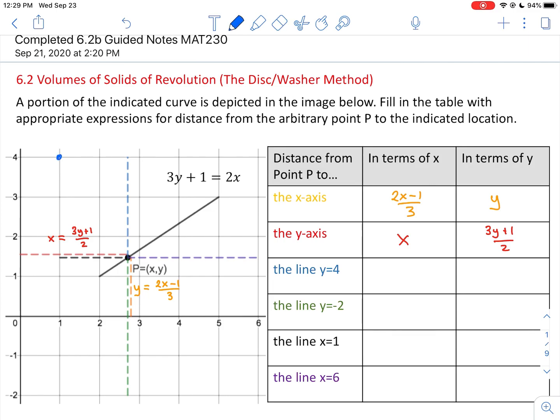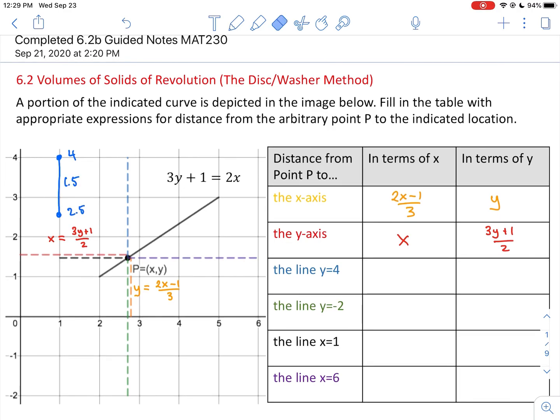For example, if I take this point here and say how far apart are they vertically, you would say, well, this one has a y-coordinate of 4 and this one has a y-coordinate of 2.5, and you would subtract them to get a length of 1.5. So you focus on the y-coordinates when you're trying to figure out vertical lengths, and you would focus on x-coordinates when you're trying to figure out horizontal lengths.